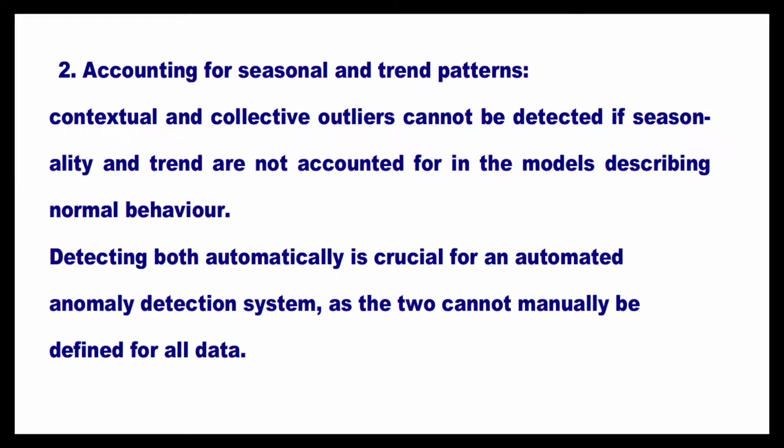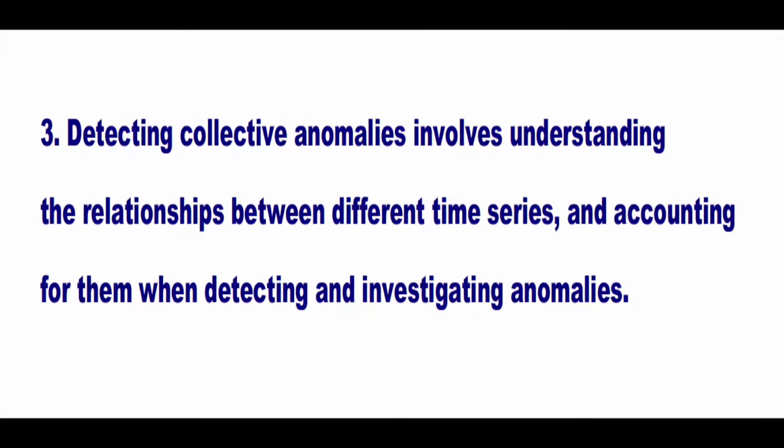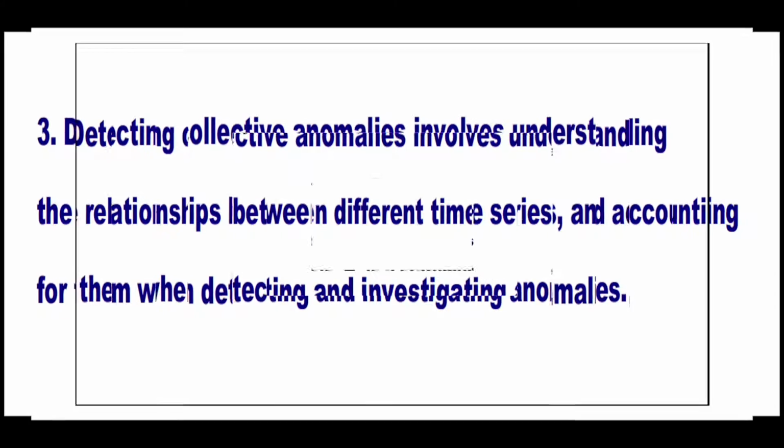The second feature to be considered is accounting for seasonal and trend patterns. Contextual and collective outliers cannot be detected if seasonality and trend are not accounted for in the models describing normal behavior. Detecting both automatically is crucial for an automated anomaly detection system, as the two cannot manually be defined for all data. The third feature is detecting collective anomalies, which involves understanding the relationships between different time series and accounting for them when detecting and investigating anomalies.